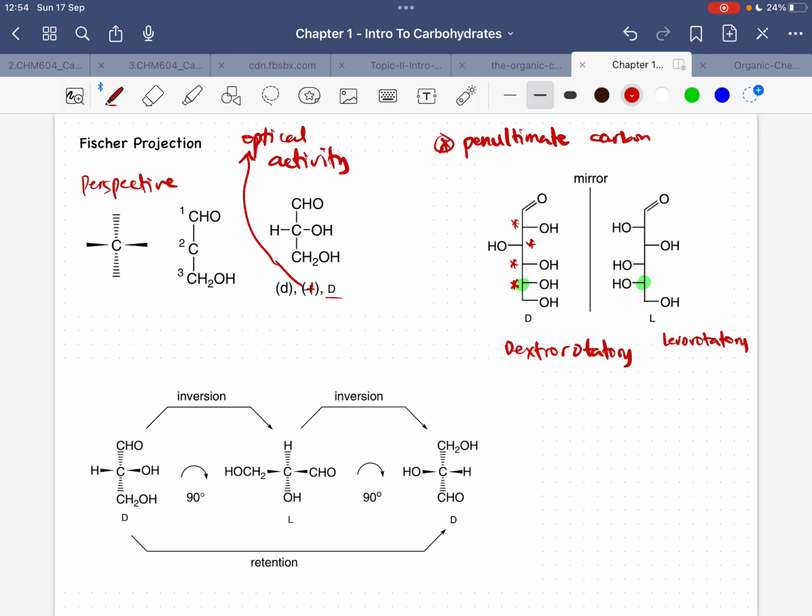It doesn't necessarily mean nga pag D sugar is positive ang sign. No, napoy mga D sugars nga negative ang sign. The same thing for L. L is not always negative sign. It could also be positive sign. So independent ang plus minus nga symbolism and the DL configuration.